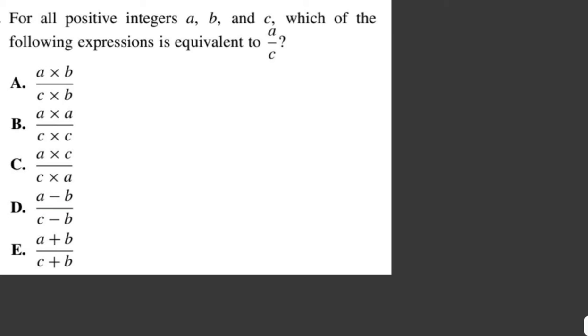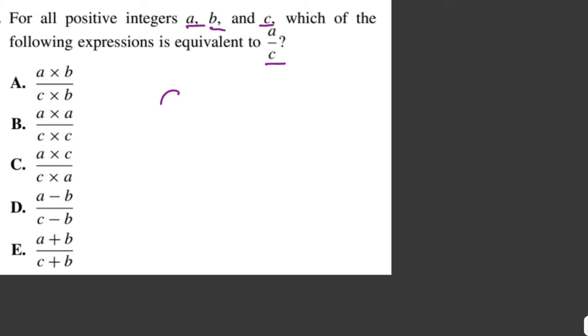For all positive integers a, b, and c, which of the following expressions is equivalent to a over c? Now, to find an equivalent expression for a over c, we either multiply or divide both the numerator and denominator by the same value, because the question asks for an expression that is equivalent to a over c.